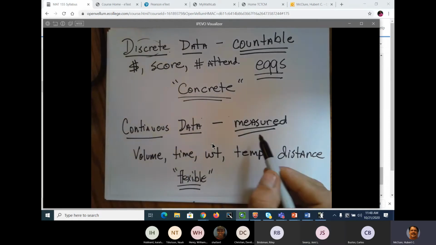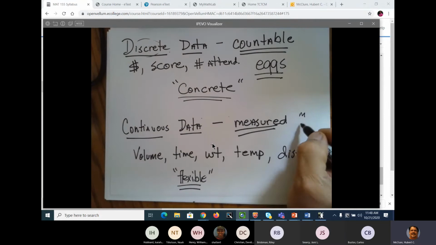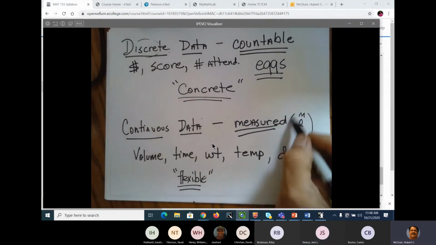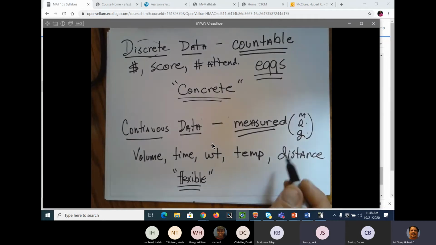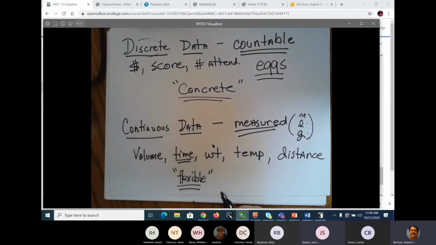Continuous is measured in meters, liters, grams. I use that as an example because that's distance, that's volume, and that's weight. Anything that you measure is going to be flexible. Another example, how many times have you looked at a clock in one room and the clock in the other room says 5 or 10 minutes before or 5 or 10 minutes after? Again, it's time, it's measured.